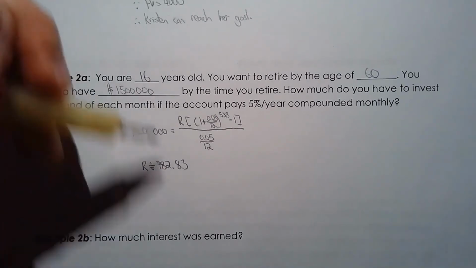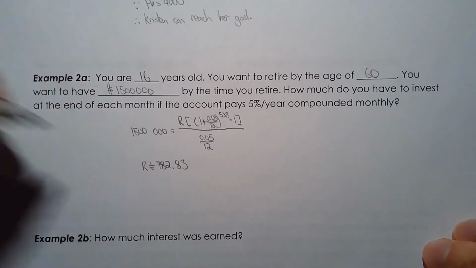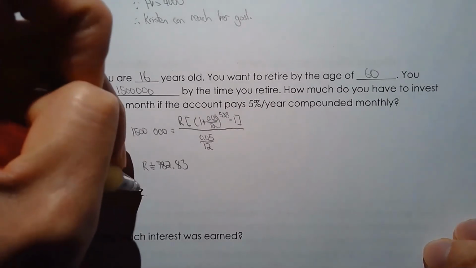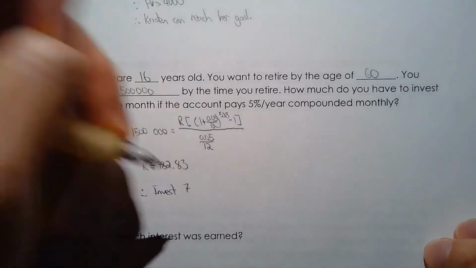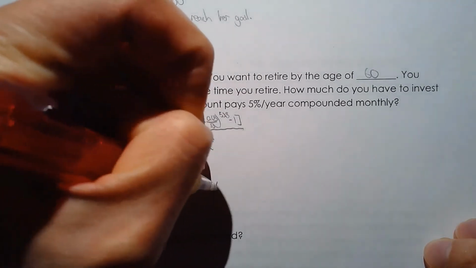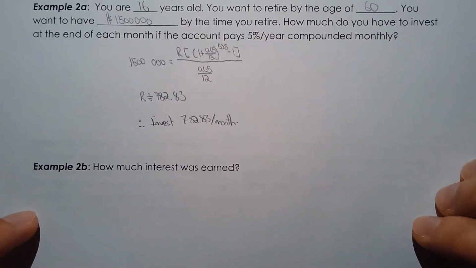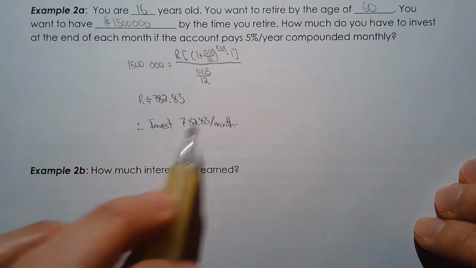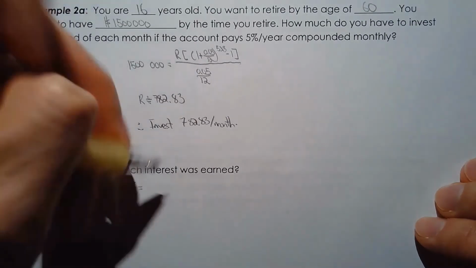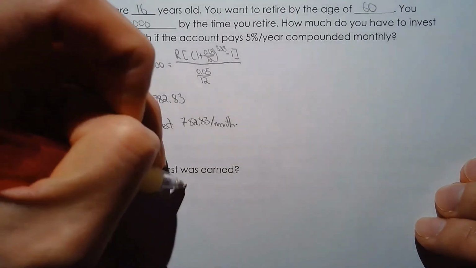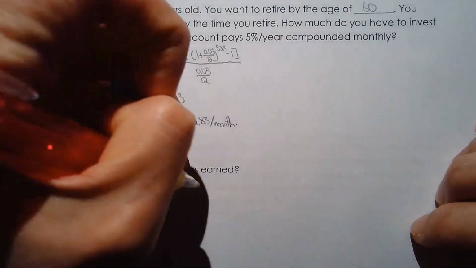So wow. Okay, so therefore invest or save up $782.83 per month. So, how much of the 1.5 million is interest? Okay, so what I'm going to do is take all that 1.5 million. Some of that 1.5 million is interest. The question is how much? So you're going to subtract, well, how much of that 1.5 million is your money?